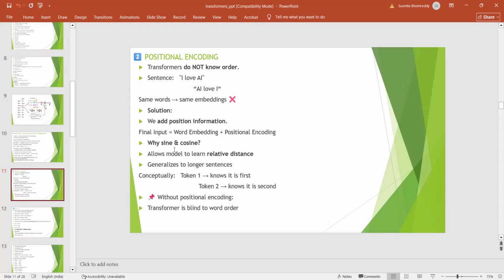As I said before, sine and cosine functions are used to learn the relative distance between word to word. So it generalizes to longer sentences. This is token 1, this is token 2, this is token 3. So you don't know the order. What will positional encoding do? It knows this is the first token, this is the second token, and this is the third token. This is how it will work.